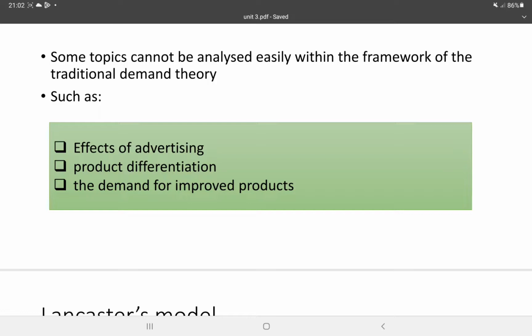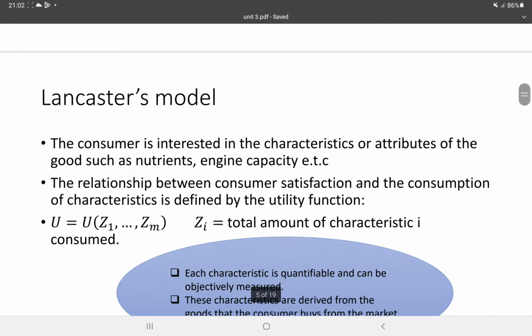So the demand for improved products, the effect of advertising and the product differentiation, these concepts cannot really be analyzed using the traditional demand theory. So it is for this reason that the Lancaster's model was brought into existence. So what is there under Lancaster's model?